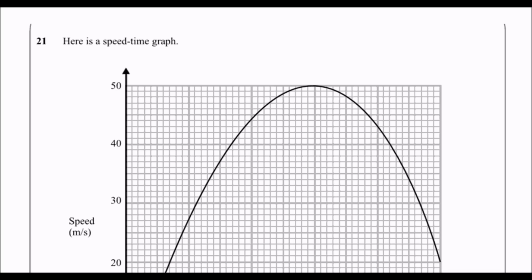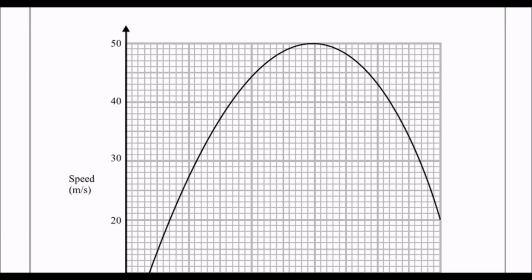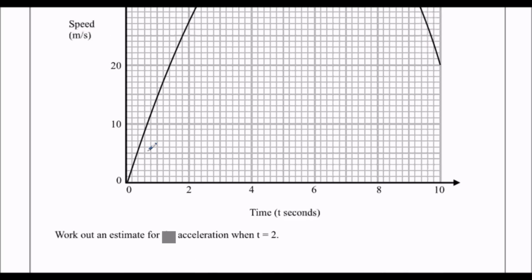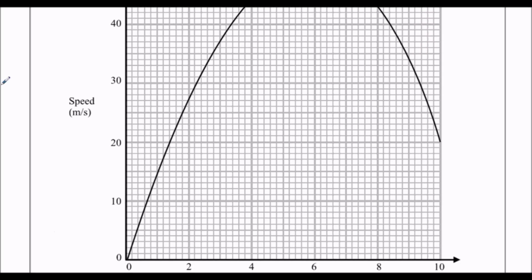Question 21. Here is a speed time graph. So that's drawn for us. Work out an estimate for the acceleration when t equals 2. So the acceleration is the gradient of a speed time graph. And because we've got a curve, we can find an estimate for the gradient at this point when t equals 2 by drawing a tangent. So we need to draw a tangent at this point. So that's a line that just touches the graph but doesn't go through it. So draw a tangent.